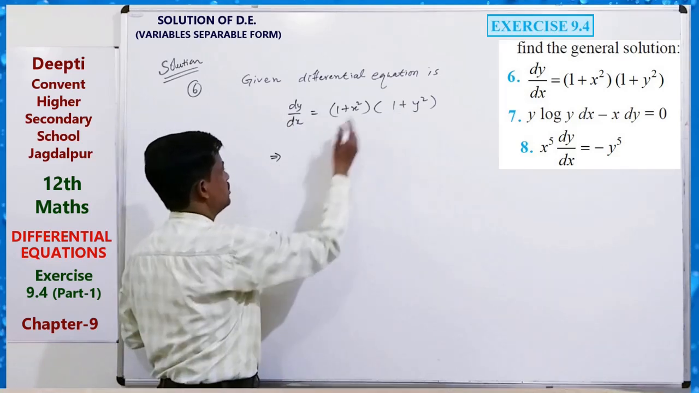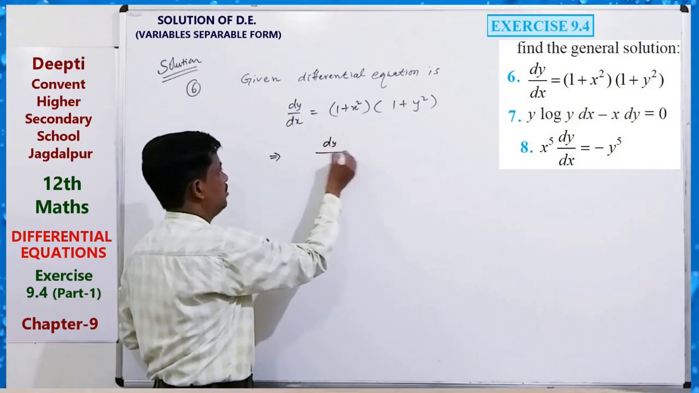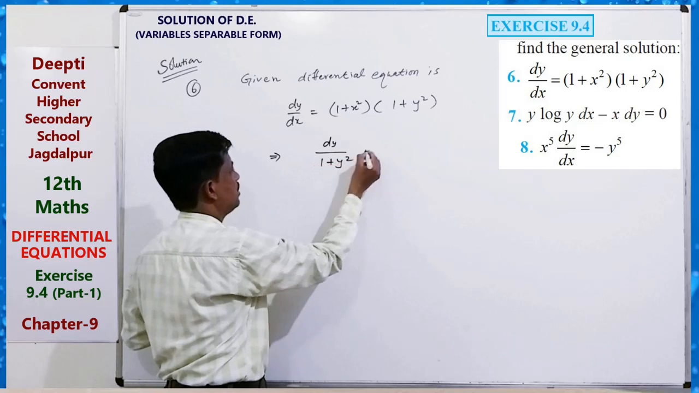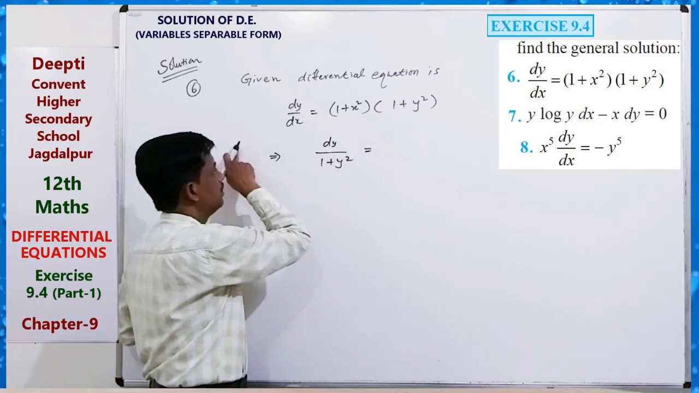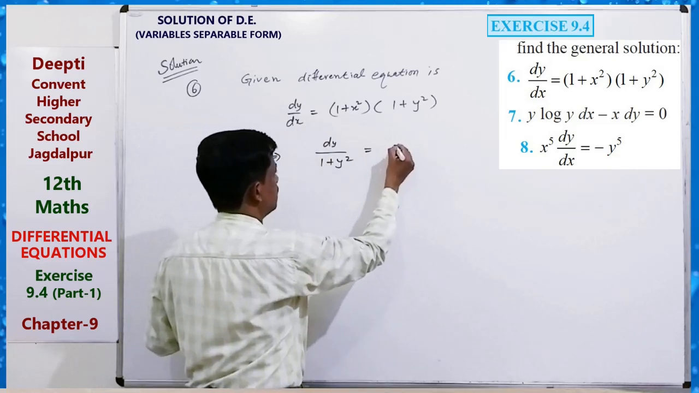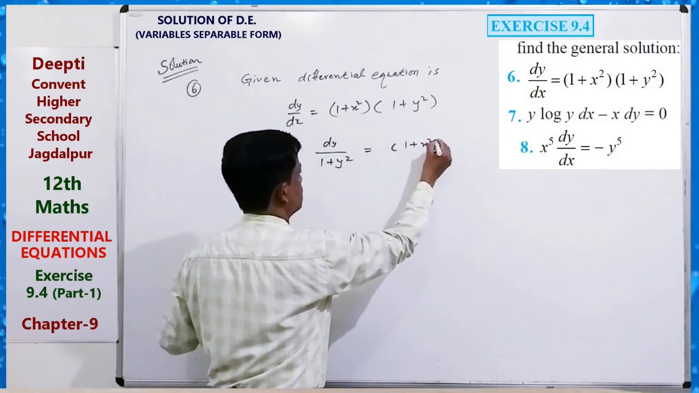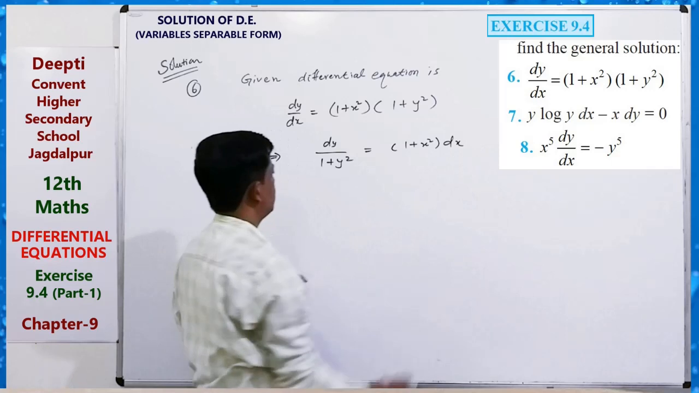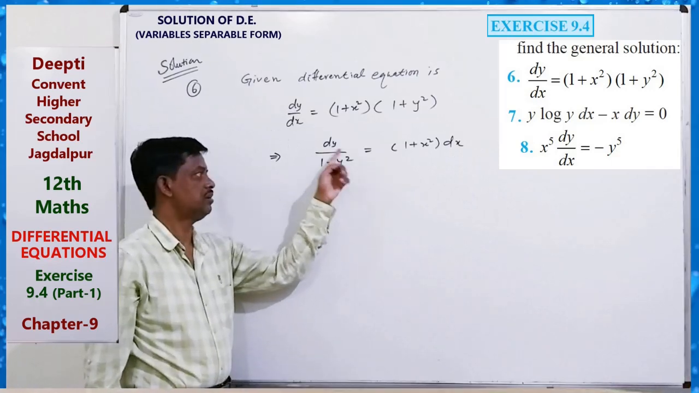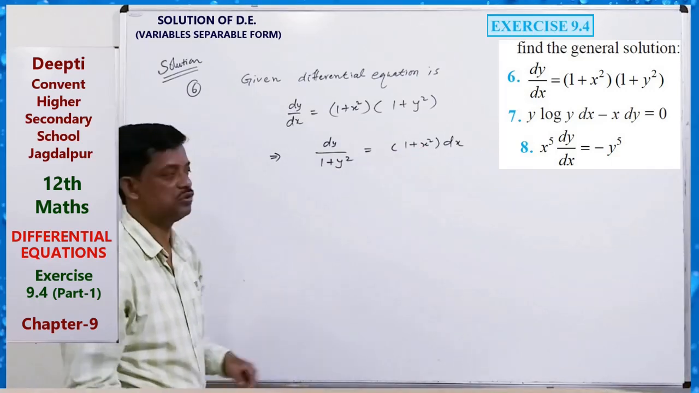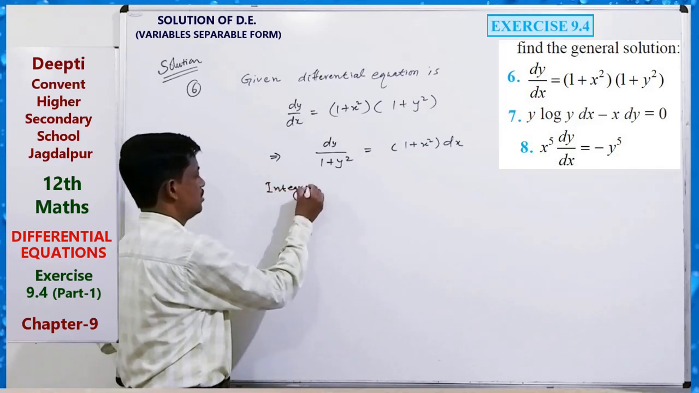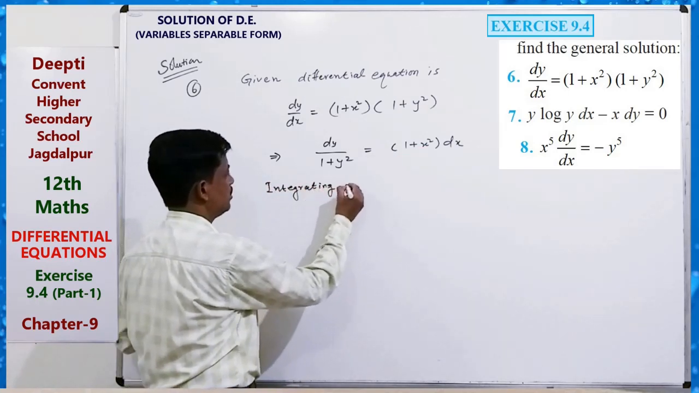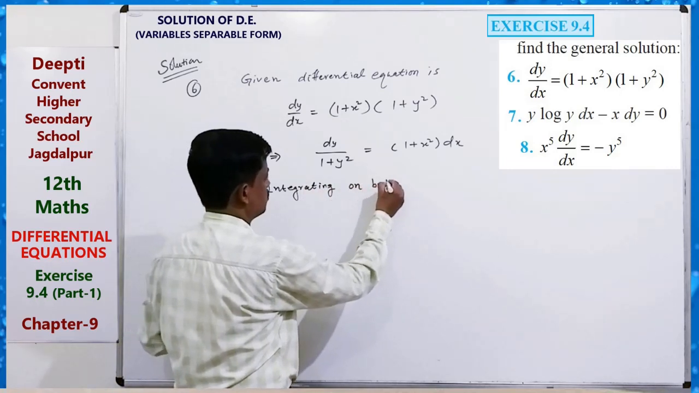So here we can write dy upon 1 plus y square on the left hand side, and dx times 1 plus x square on the right hand side. Separable: function of y with y and function of x with x. Now integrate on both sides.